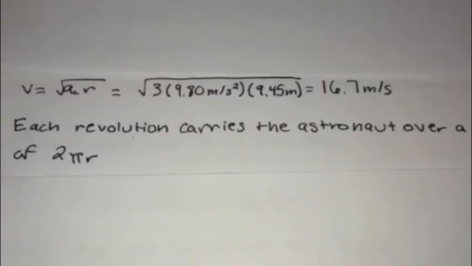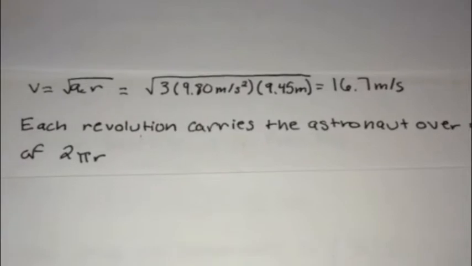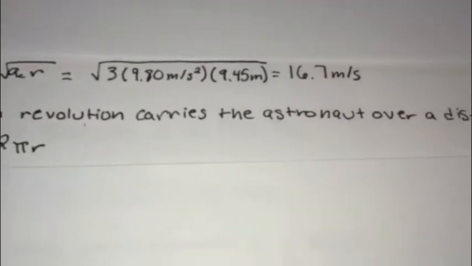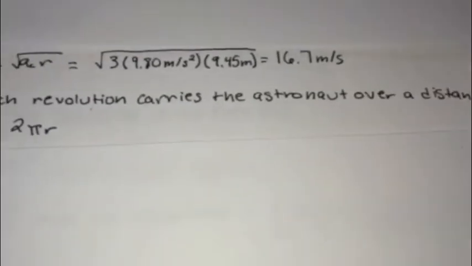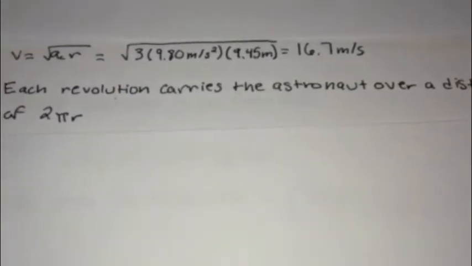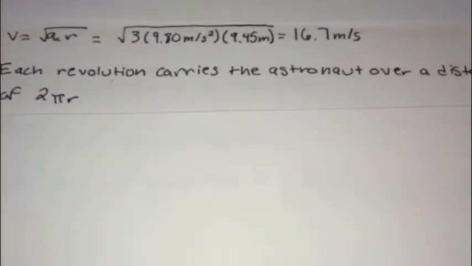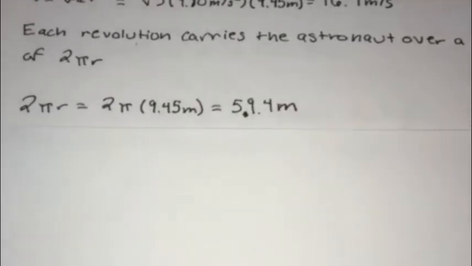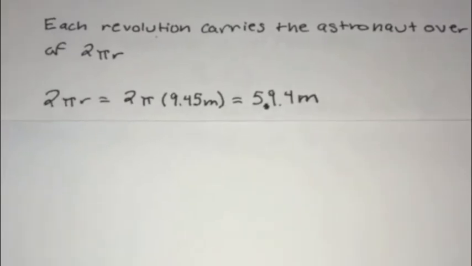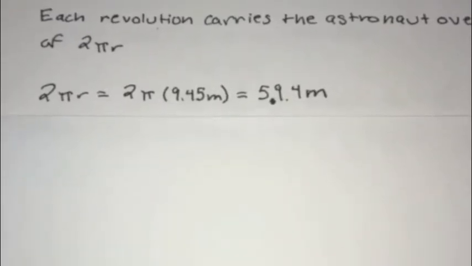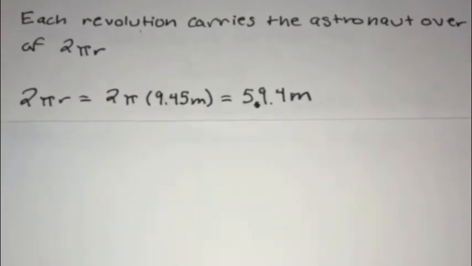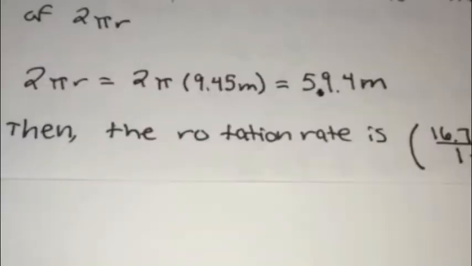Now we have the answer of 16.7 meters per second. However, for that answer, each revolution carries the astronauts over a distance of 2 pi r. Since the answer was asked in revolutions per second, we need to convert that. So we plug the radius into 2 pi r, and 2 pi times the radius equals approximately 59.4 meters.